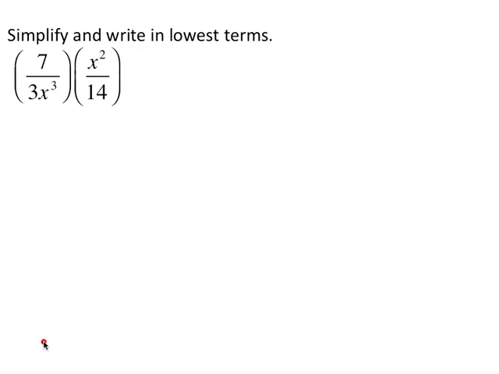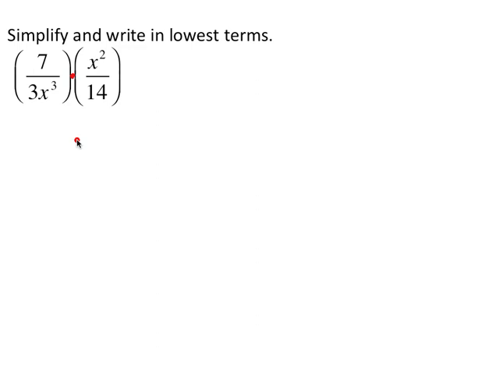We're trying to simplify and write in lowest terms these two fractions. And when you have fractions that are in parentheses and they're right next to each other and there's nothing in between, that means that they're being multiplied. So these fractions are being multiplied together. And when your fractions are being multiplied, if you can do some canceling first, cross-canceling, then that makes your job easier when you're trying to reduce later.